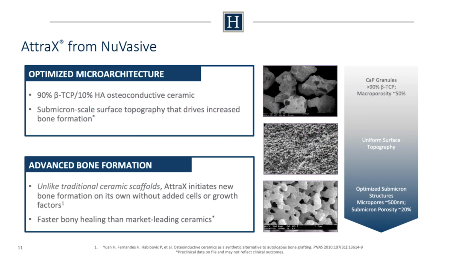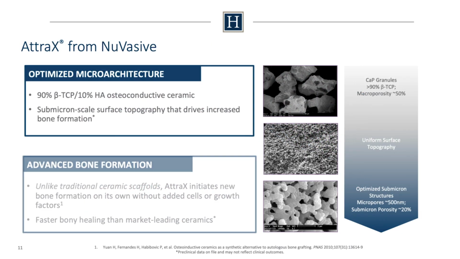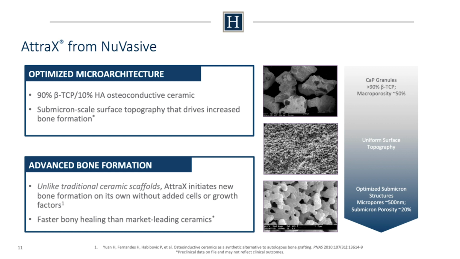This advanced biomaterial scaffold we're discussing is called Attrax. It's comprised of traditional ceramic materials, beta-tricalcium phosphate and hydroxyapatite, combined at a ratio for balanced reabsorption. But it's the submicron scale surface topography that sets it apart from other ceramic bone graft substitutes. Unlike traditional ceramic scaffolds, Attrax initiates new bone formation on its own, without added cells or growth factors. Preclinical studies have also demonstrated faster bony healing compared to market-leading ceramics.